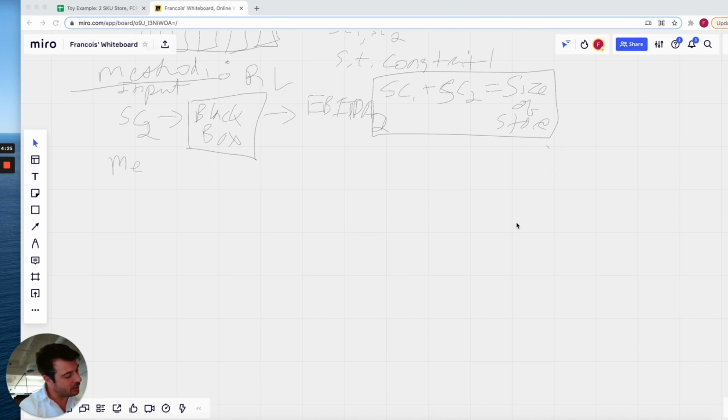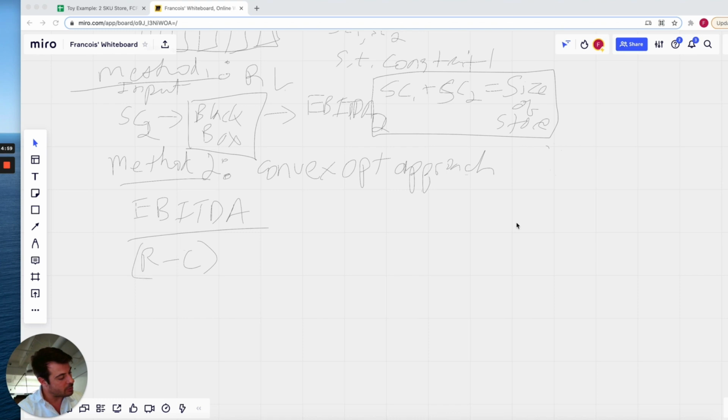Method 2 is to try to get a little bit more clever. Can we break this down? We'll call it the convex optimization approach. And we'll see if we even need to use some machine learning models. Let's find out. So let's break out EBITDA. This equals revenue minus COGS, which equals gross profit. We have, we'll scroll down here.